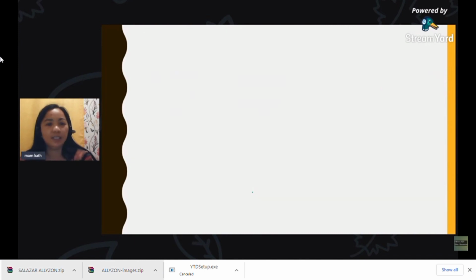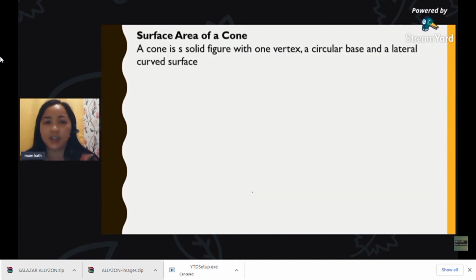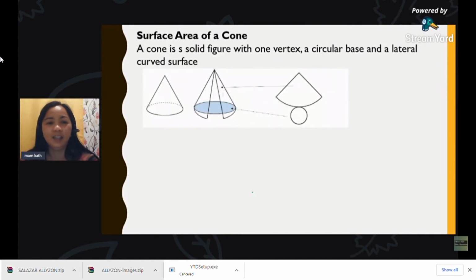Now, let's have the surface area of a cone. So when we say cone, it is a solid figure with one vertex and a circular base and a lateral curved surface. The best example of this is the cornetto. Now, ito na yung ating cone. Kapag inopen mo yung cone, makukuha mo yung net na ito parang pamaypay na may circle. So parang ang hirap naman kunin nung area nitong parang pamaypay na to.